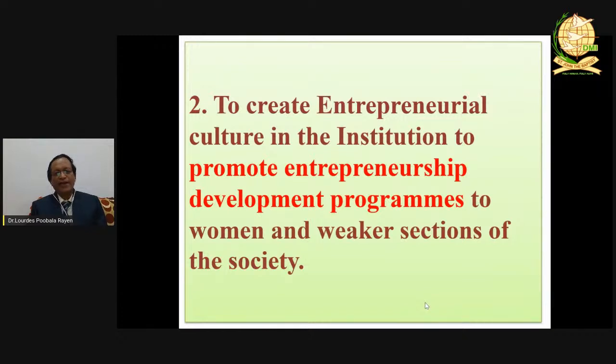We need to organize a lot of programs, especially for women, especially for the weaker sections of the society. Once you target and uplift the weaker sections of the society, then you can very easily develop the economy of any nation.